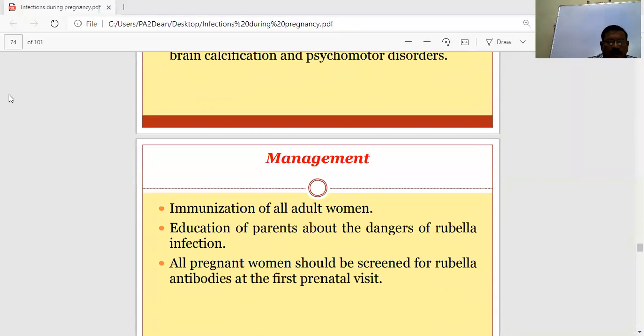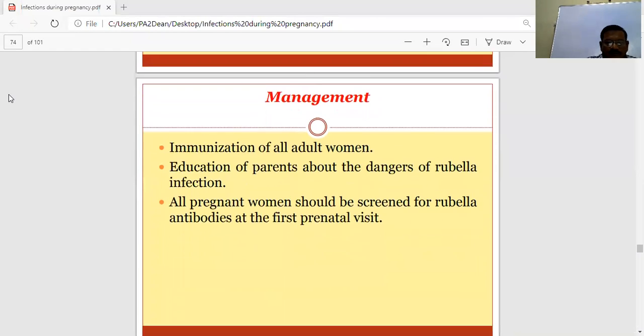To manage this, immunization of all adult women and education of parents about the dangers of rubella infection. All pregnant women should be screened for rubella antibodies at the first prenatal visit.